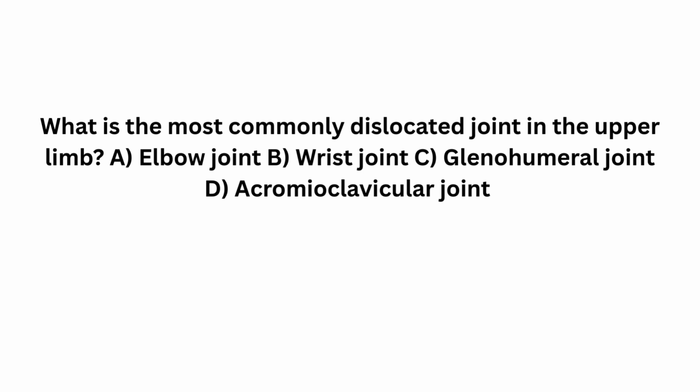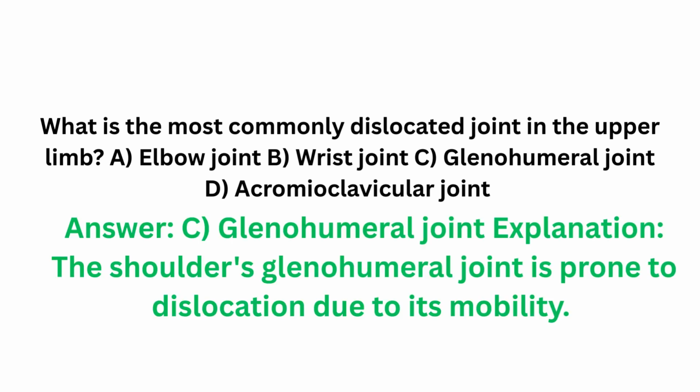MCQ 20. What is the most commonly dislocated joint in the upper limb? A. Elbow joint. B. Wrist joint. C. Glenohumeral joint. D. Acromioclavicular joint. Answer. C. Glenohumeral joint. Explanation. The shoulder's glenohumeral joint is prone to dislocation due to its mobility.